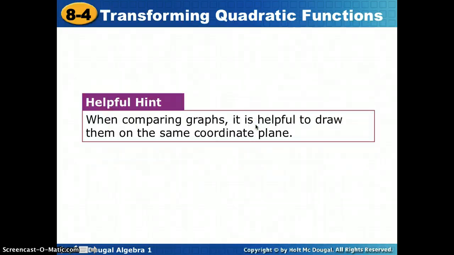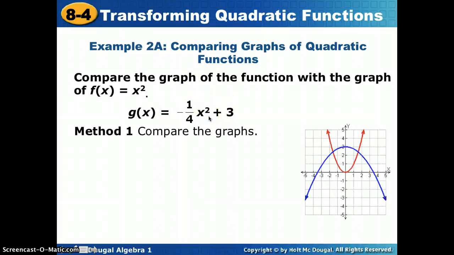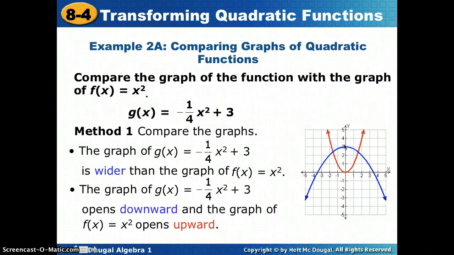When comparing graphs, it's helpful to draw them on the same coordinate plane. So this one, if you want to compare this to the parent function, it's going to be wider because of that, and it's going to be up 3 because it's plus 3. All right, so here's the parent function in red. This one is going to be wider. It's going to be flipped over because it's negative, and the vertex is going to go up 3. All right, and that's exactly what it says here.